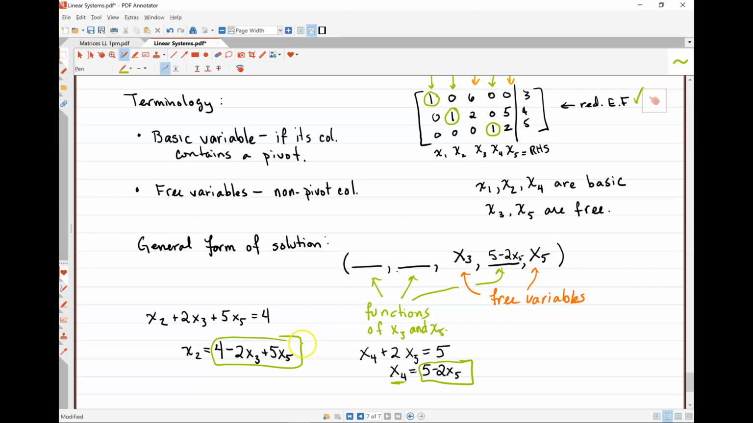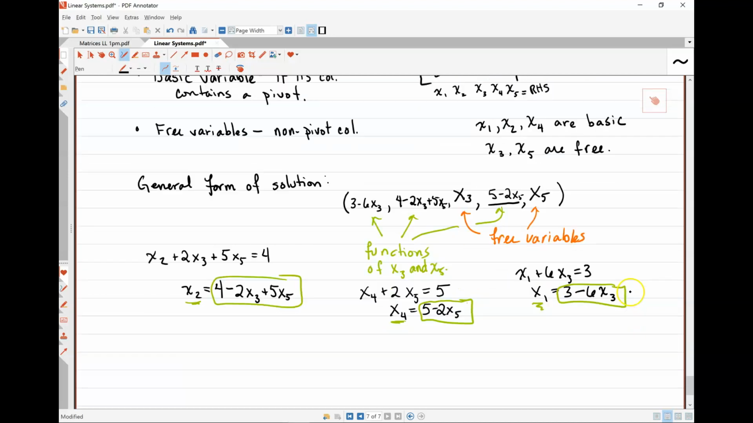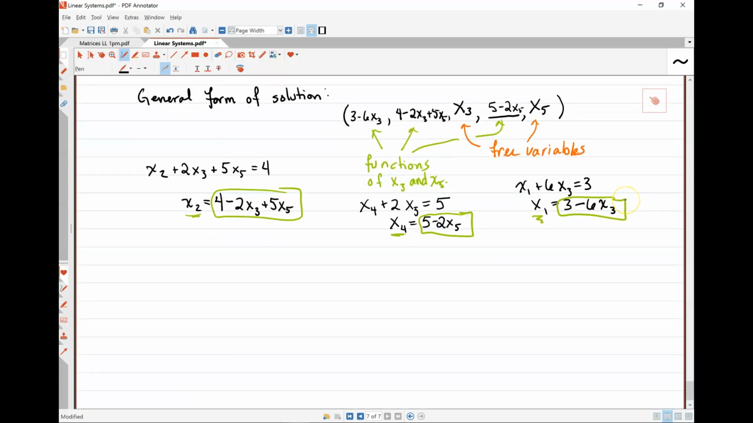And that is what's going to go in place for x2. And finally, the equation for x1 says x1 plus 6x3 equals 3. So that means x1 is equal to 3 minus 6x3. And that's what we're going to fill in the x1 blank. And this now is our general solution. I'm going to write it down again over here, just to clean it up a little bit.